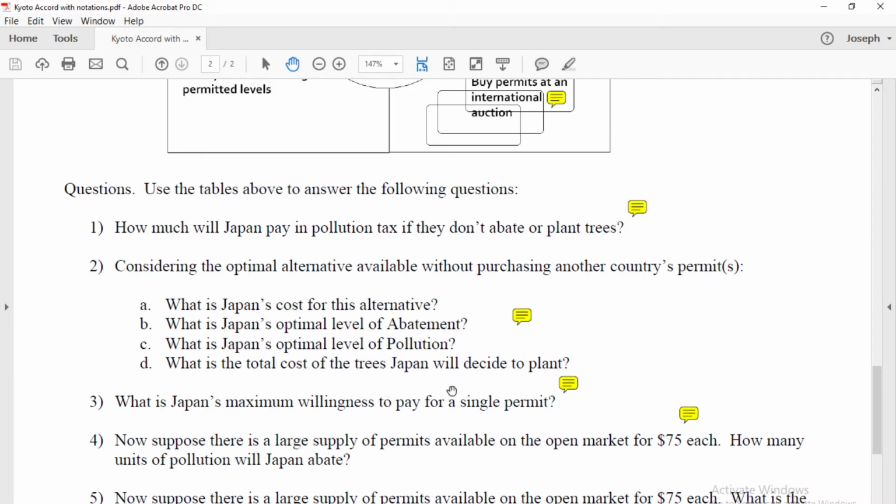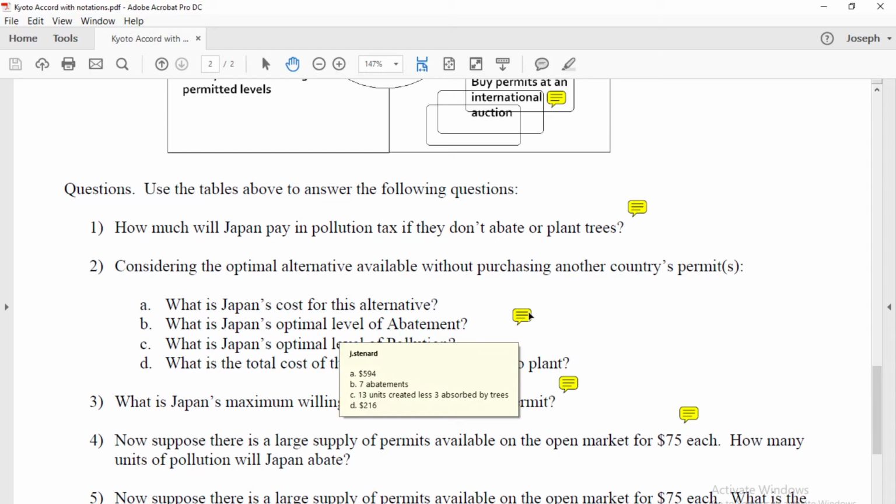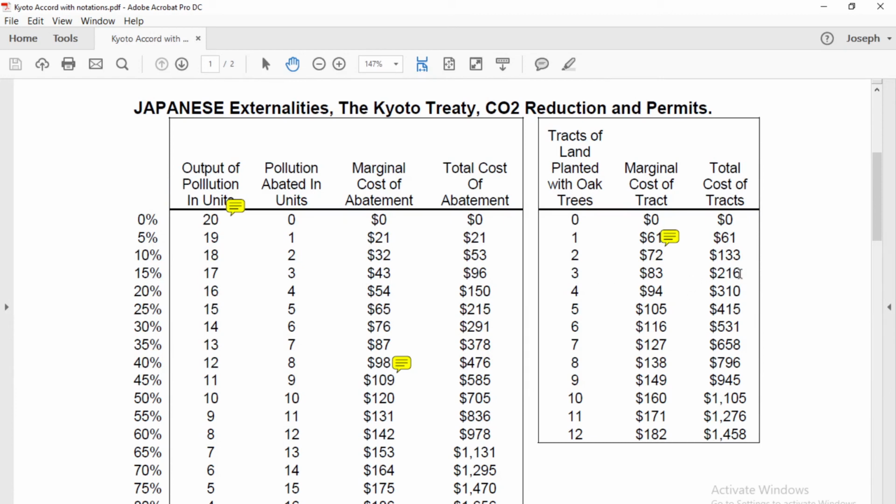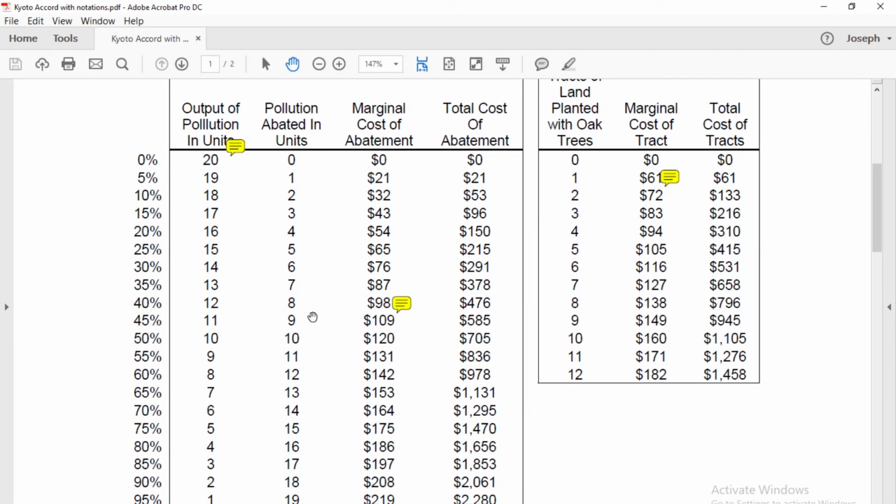What's the total cost of trees Japan will decide to plant? The answer is 216. So if you're wondering where they got these numbers from, you come on up here. 3 trees is 216. Over here, the total cost of 7 abatements is 378, plus 3 trees of 216.